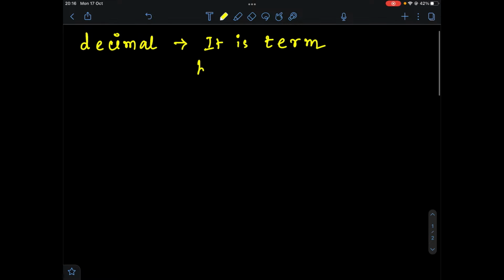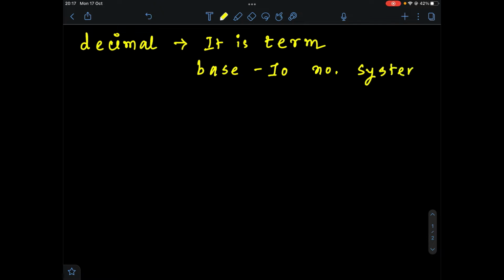Today I'm going to talk about how to convert a decimal number to a binary number. So first of all, let's discuss decimal number. We can say it is a term which basically describes the base 10 number system.